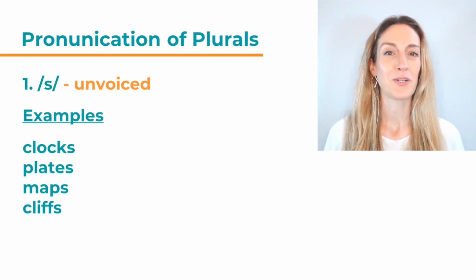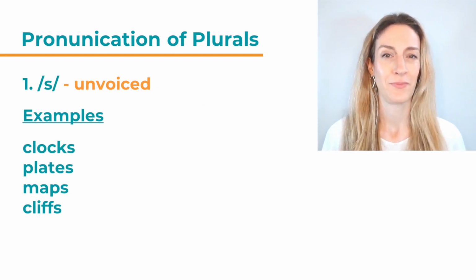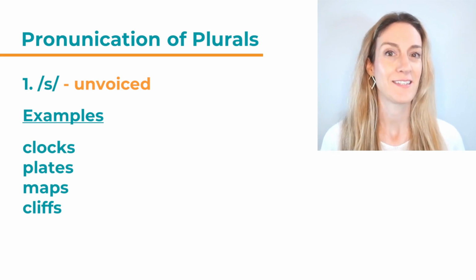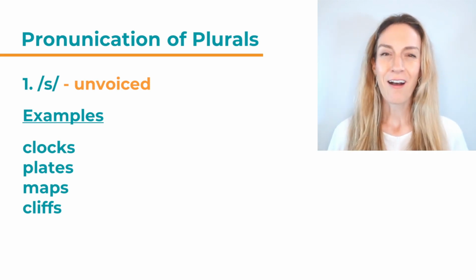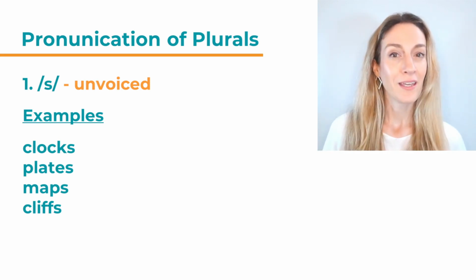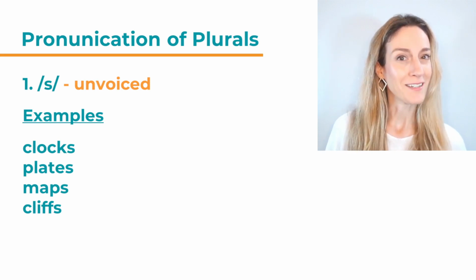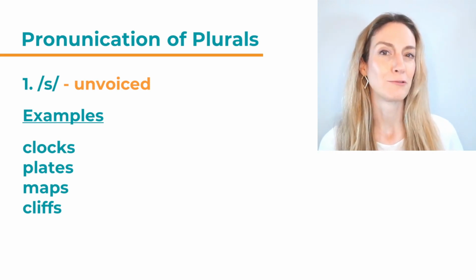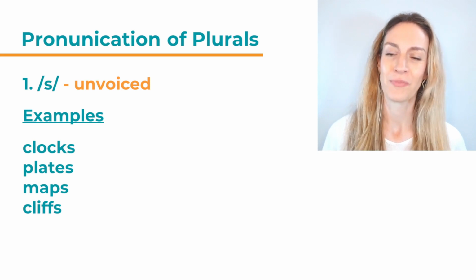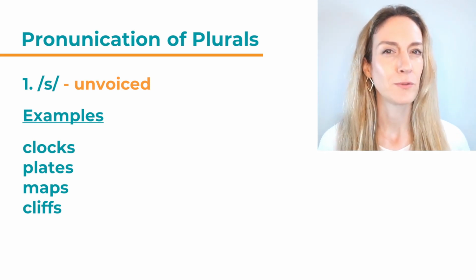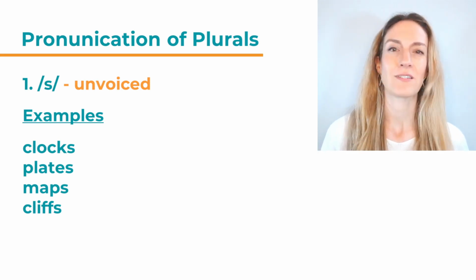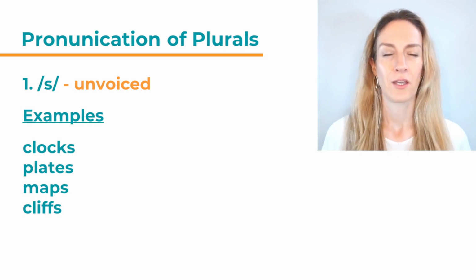First of all, we're going to have a look at s, the unvoiced ending s. Now here are a couple of examples, and I thought it would be better if you found out the rule instead of me just telling you. Let's have a look at these example words. And let's see if they have something in common.